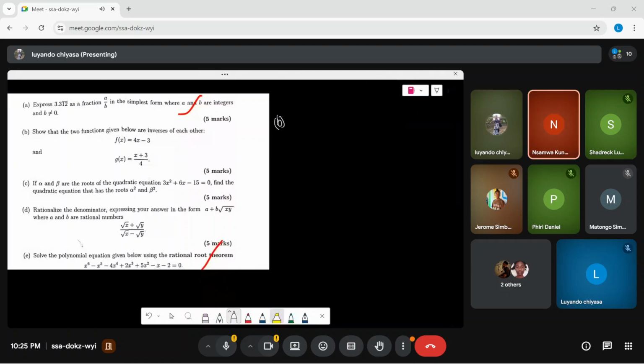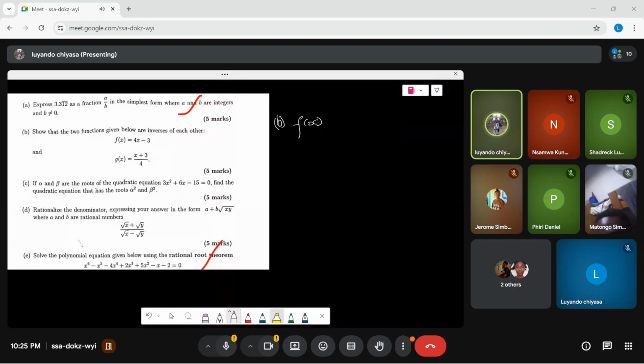Right. Okay. So let's go to B. Then B is simple. So we have f of x is equal to 4x minus 3. G of x is equal to x plus 3 over 4. And I hope we can quickly finish this question so that we can do the one I skipped for graphing as our last question.